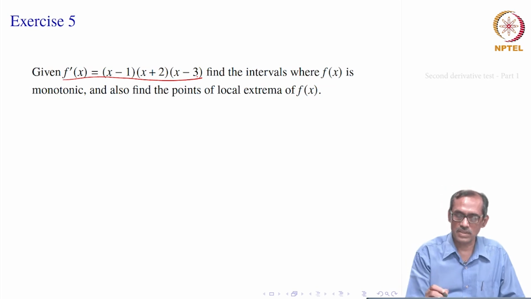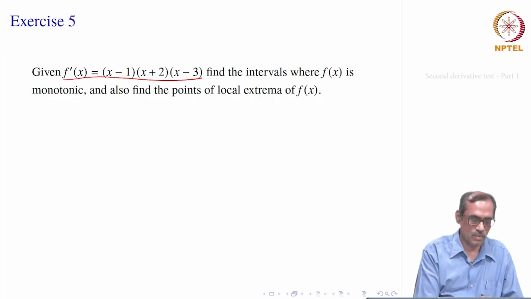What is asked is to find the intervals where f x is monotonic, that is, f x is increasing or f x is decreasing. Throughout the interval it should happen, right, that is the meaning of increasing or decreasing in an interval, or it is monotonic in the interval. Then we are also required to find the points of local extrema of f x, local maximum and local minima.